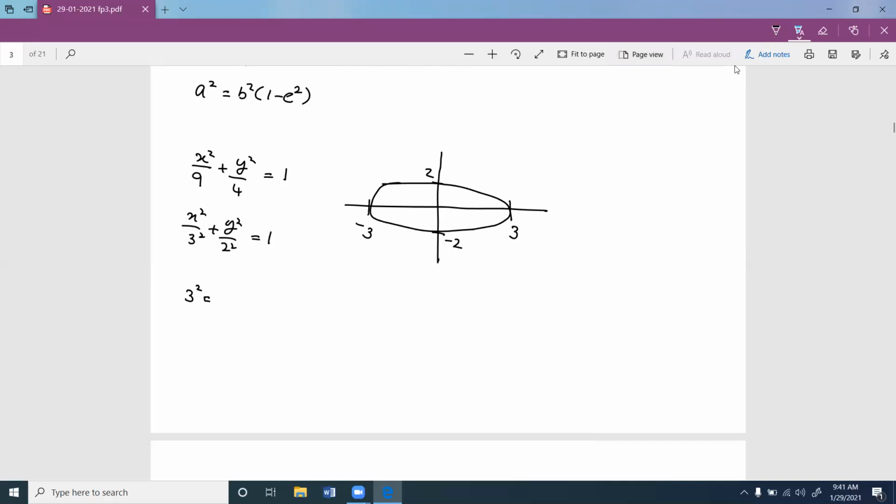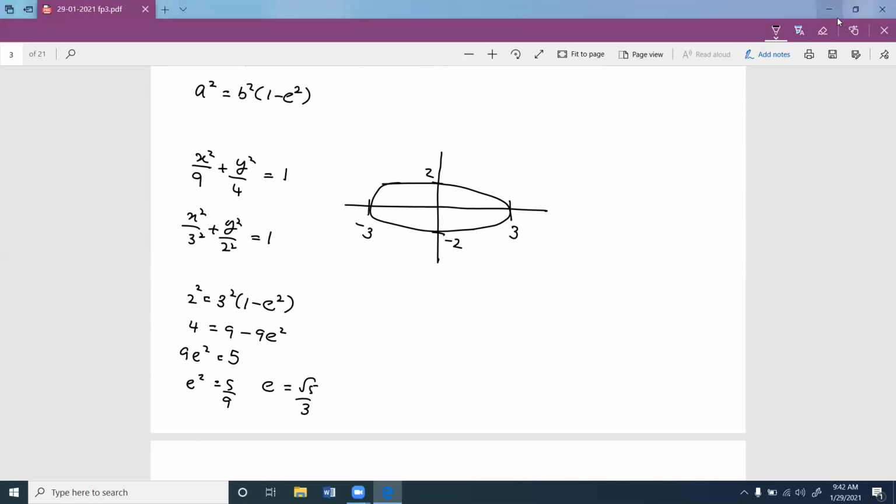So the other way around, because here b is greater than a, you can write 2 squared is equal to 3 squared times 1 minus e squared. So from here, 4 is equal to 9 minus 9 e squared. Then you can say 9 e squared is equal to 5. Therefore, e squared is equal to 5 over 9. e becomes root 5 over 3.